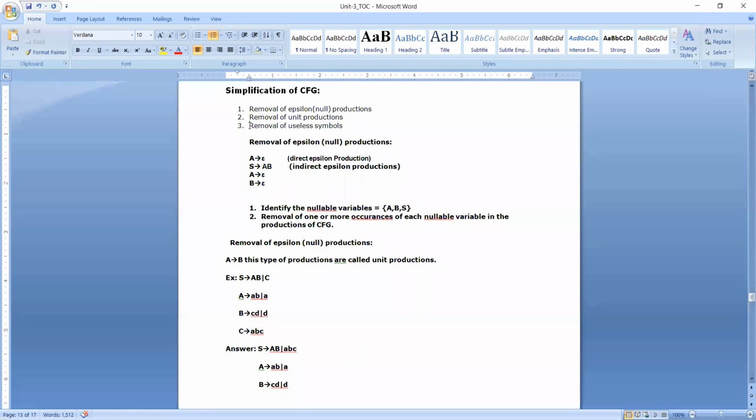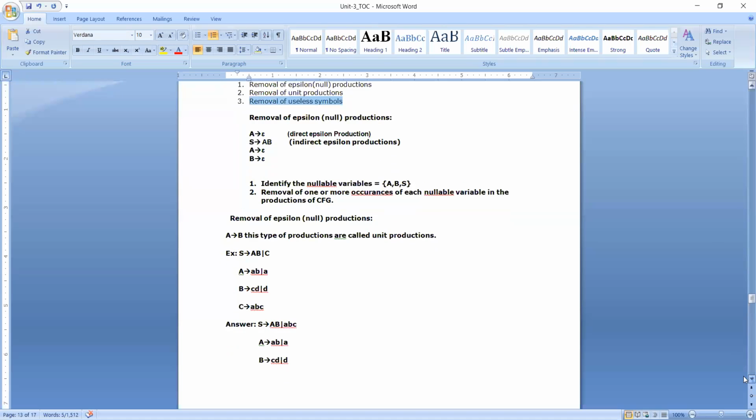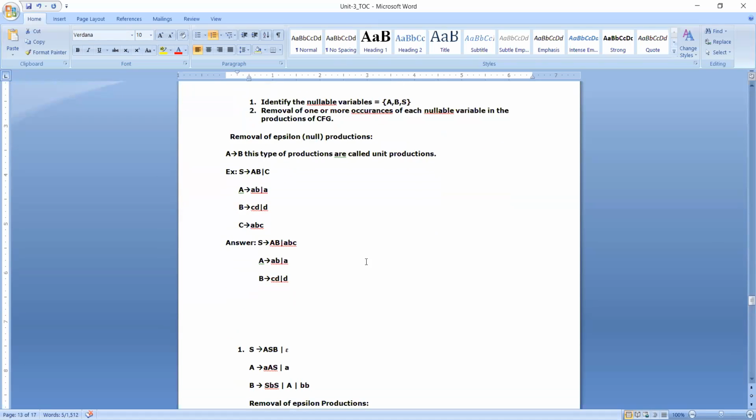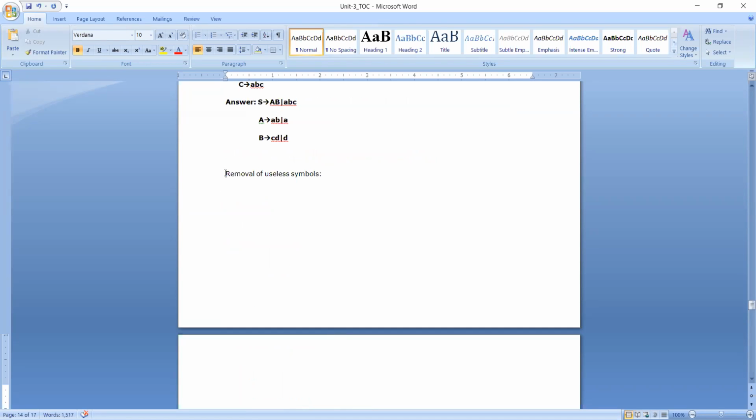So let us go for our third step of the simplification process, which is removal of useless symbols. This topic is a bit tricky and a bit confusing also, but we will try to present it in a simple manner. The idea is very simple. We need to identify the useless symbols and remove those useless symbols from the grammar. That's it. That is what we are doing with the help of removal of useless symbols.